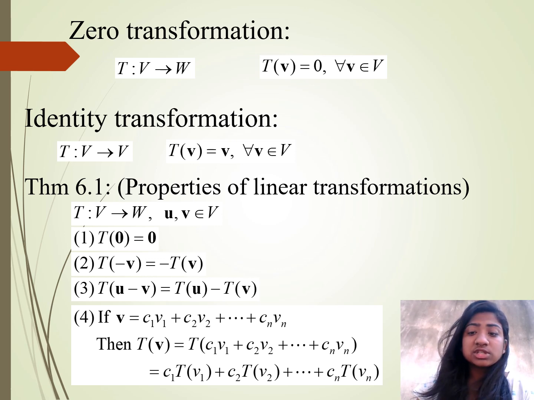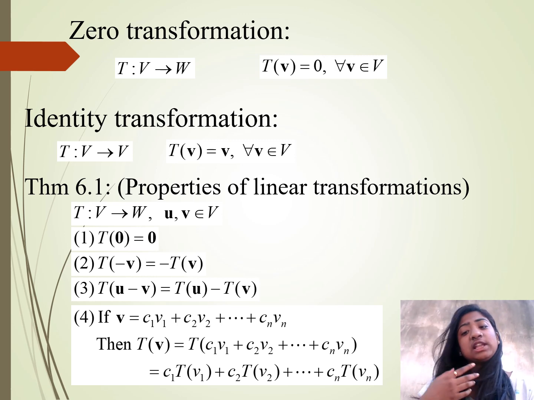If v equals c1 v1 plus c2 v2 plus so on, cn vn, then T of v equals T of c1 v1 plus c2 v2 so on, cn vn. Here it is c1 T of v1 plus c2 T of v2, so on, plus cn T of vn.